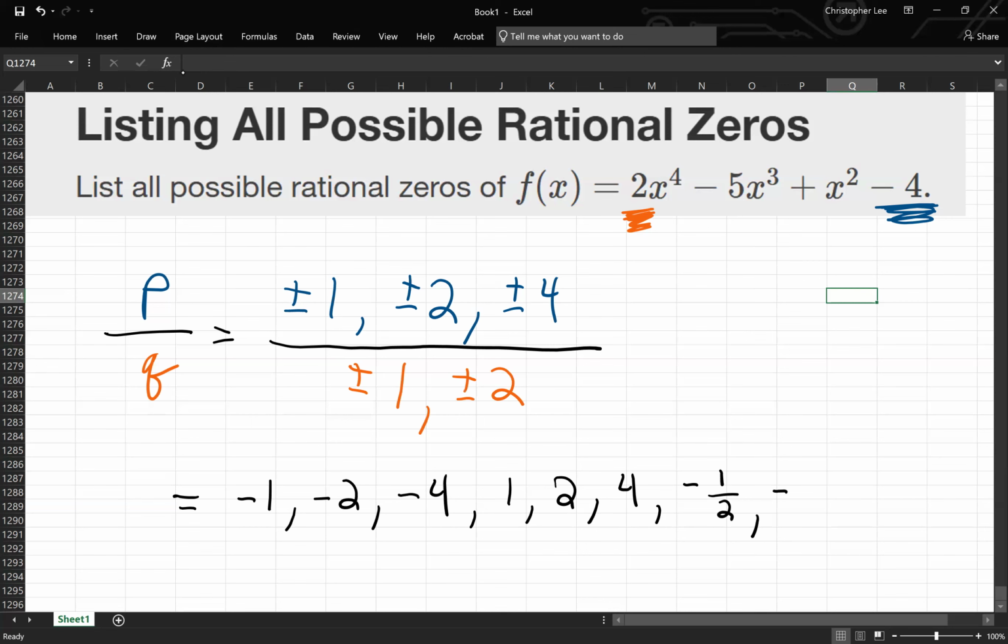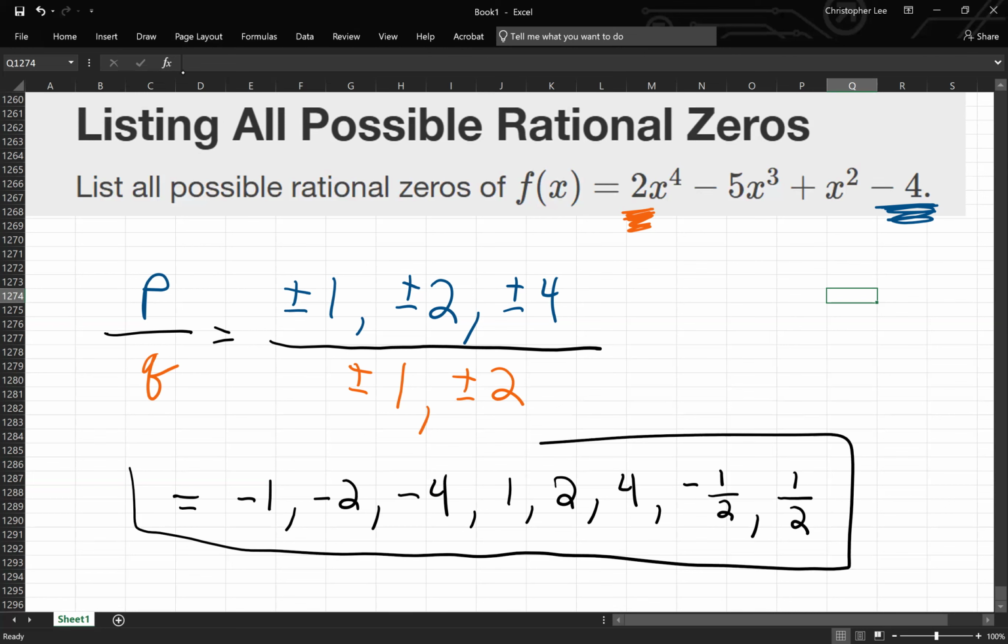Boom. So now let's start with the positives. So I'm going to have +1/2. How about +2/2? But I have that already. That's +1. How about +4/2? I have that already. That's 2. These right here, all of them, are the possible zeros to this polynomial right here.